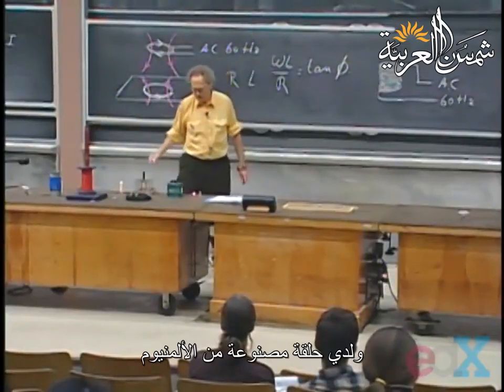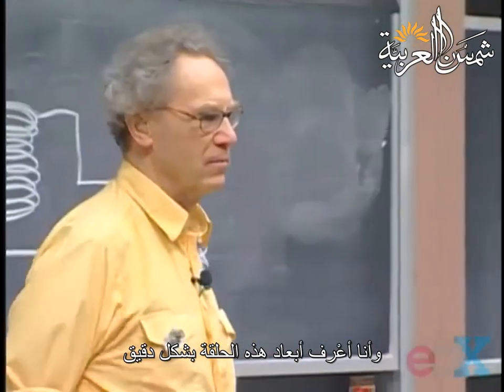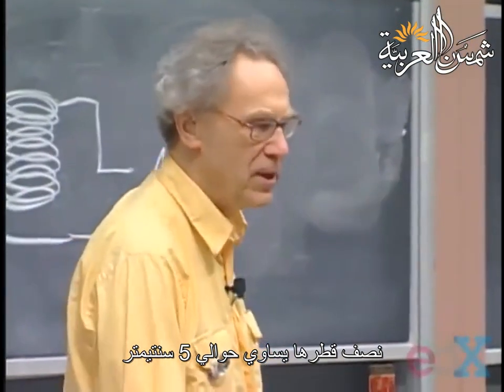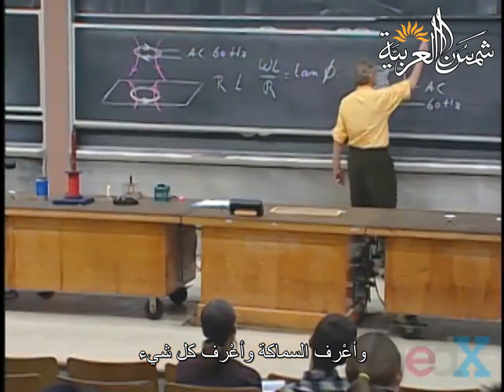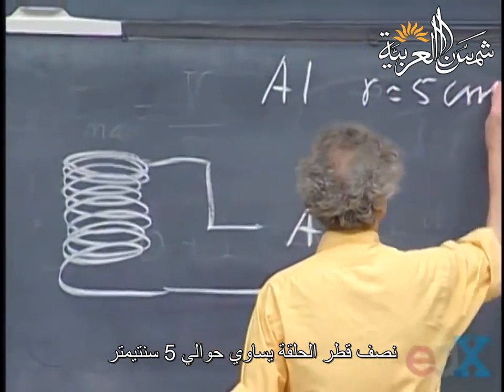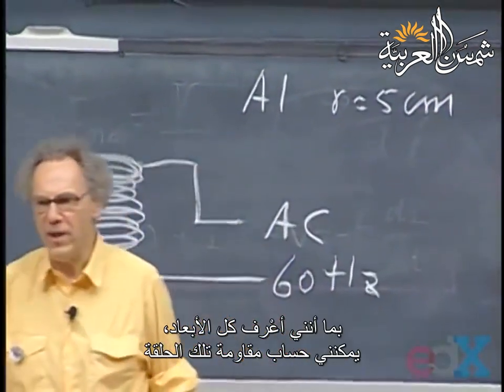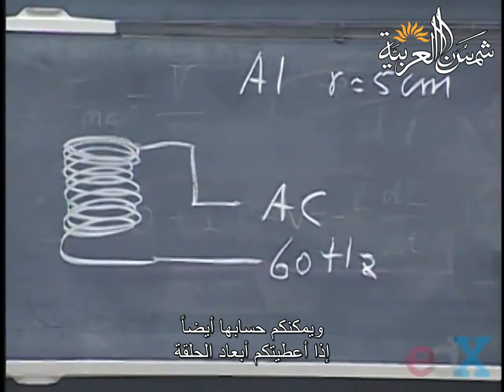And I have a ring, and the ring is made of aluminum, and I know exactly the dimensions of this ring. I know the radius, it's about 5 centimeters. I know the thickness, I know everything. It's an aluminum ring, and has a radius of about 5 centimeters. Since I know all the dimensions, I can calculate the resistance of that ring. You should be able to do that too if I gave you the dimensions.